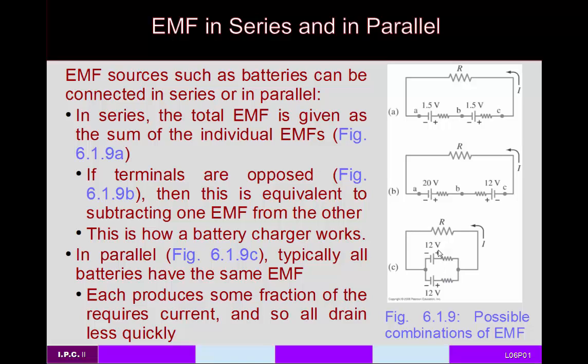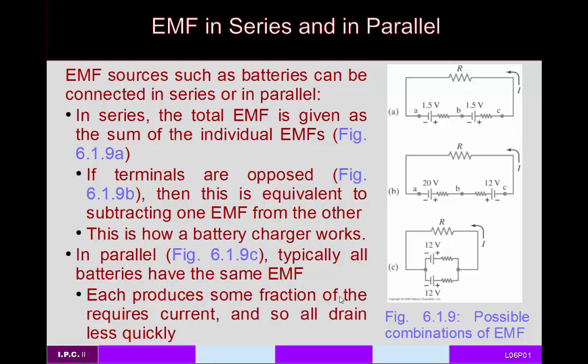Last but not least, you can combine a pair of EMFs in parallel, a pair of batteries in parallel. Usually, when you do this, you have the same EMF for both batteries. For example, if you take apart your graphing calculator, you notice that there are several batteries placed side by side. They're basically being placed in parallel. What this means is that the total EMF supplied should be equal to the EMF of any one of those batteries, because you have the same voltage drop across each branch.